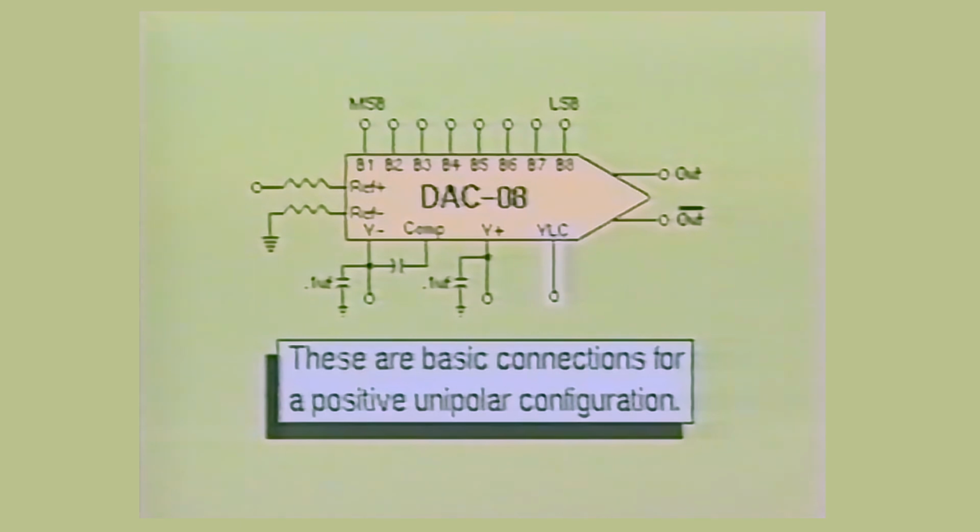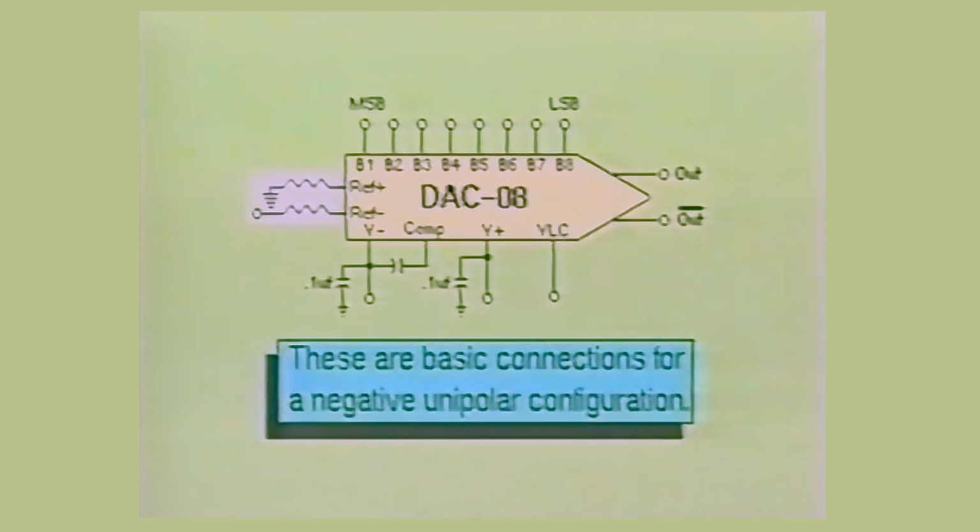The terminal labeled VLC is the threshold voltage terminal, which controls the high-low voltage levels recognized by the digital input terminals. This special feature allows the DAC-08 device to become compatible with most digital logic families.